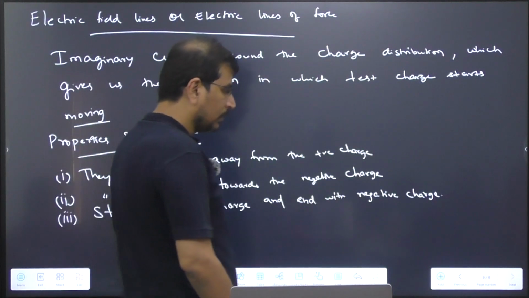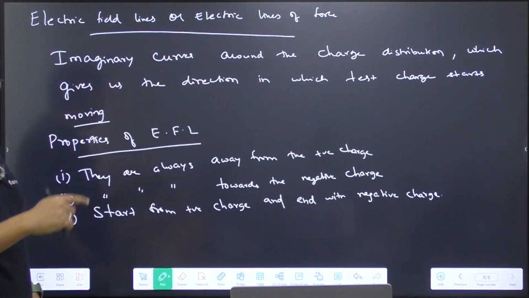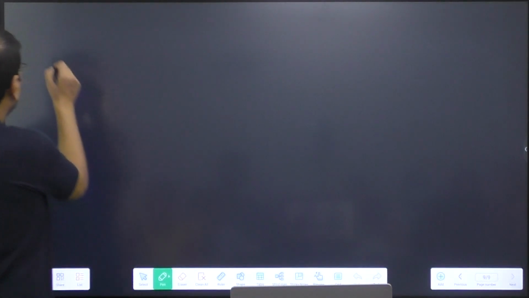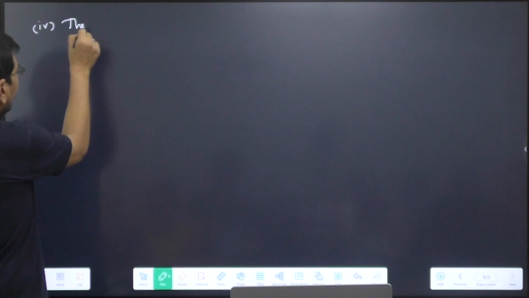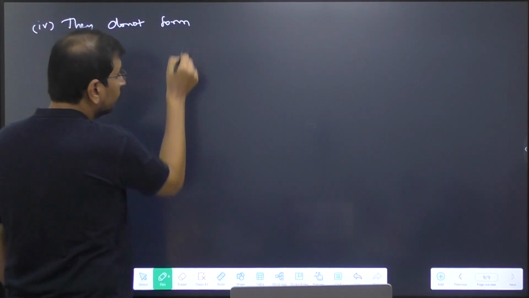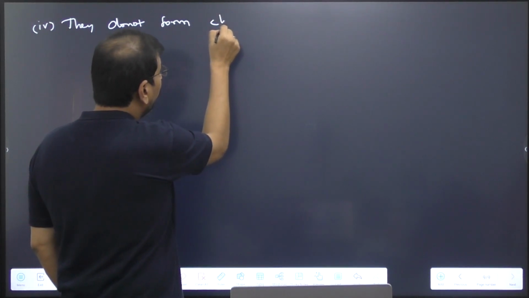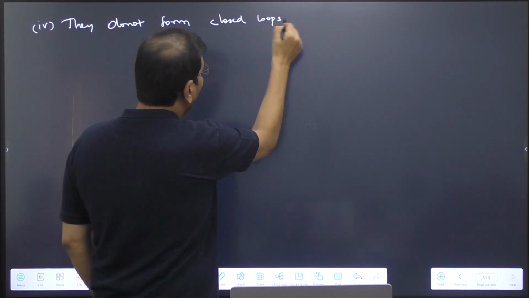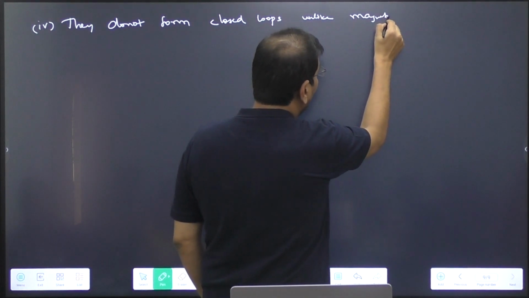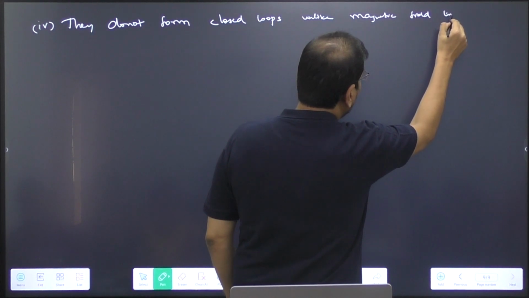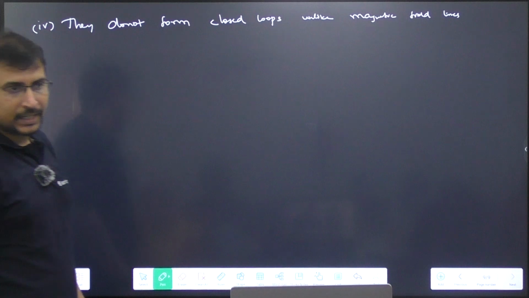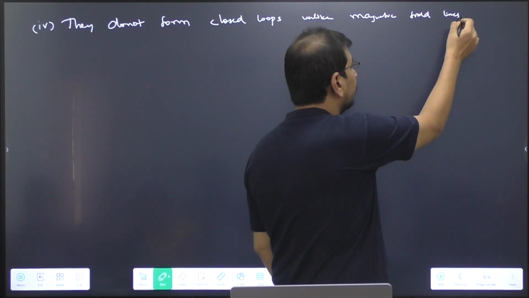They start from positive charge and end with negative charge. Right. So if you're done, I'll open another slide. Done copying this? Right. So what is the fourth point? They do not form closed loops. We'll mention this point. Unlike magnetic field lines, they do not form a closed loop.